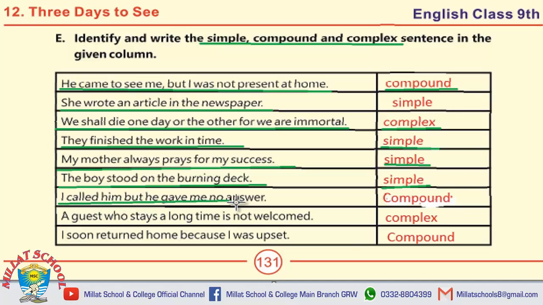I called him, but he gave me no answer. This is compound sentence. A guest who stays a long time is not welcomed, is complex sentence. I soon returned home because I was upset. This is compound sentence.